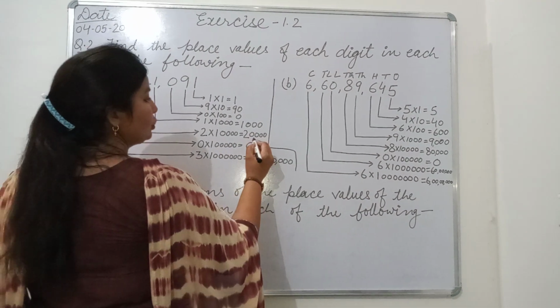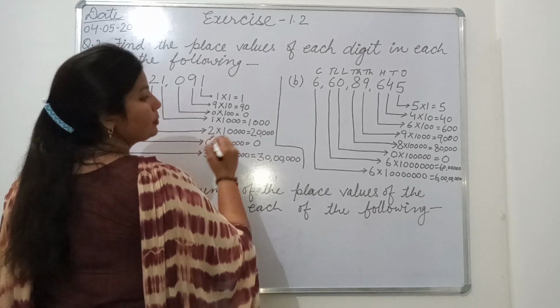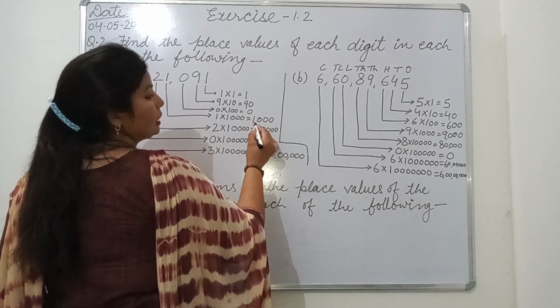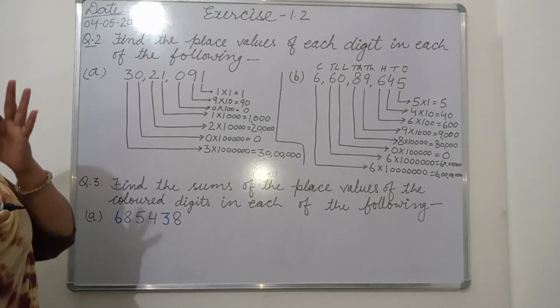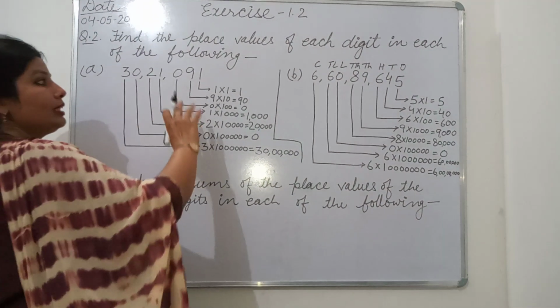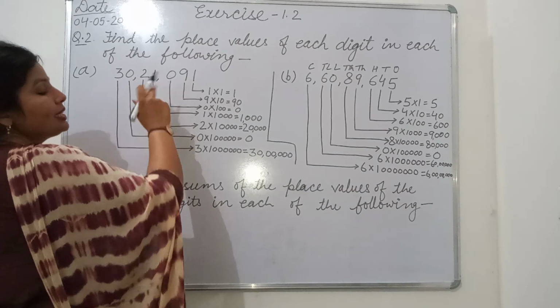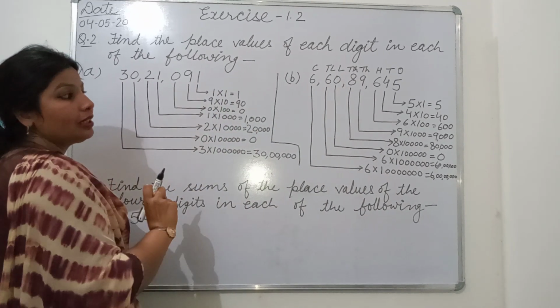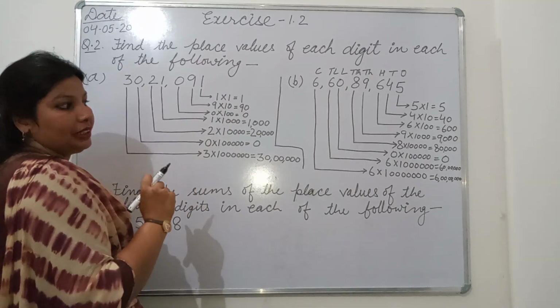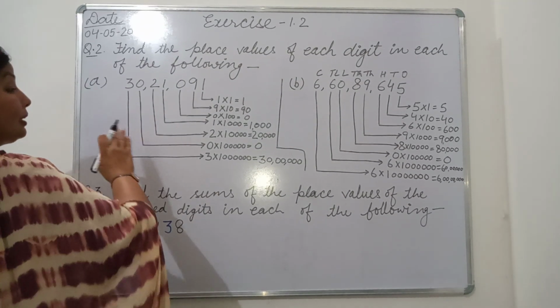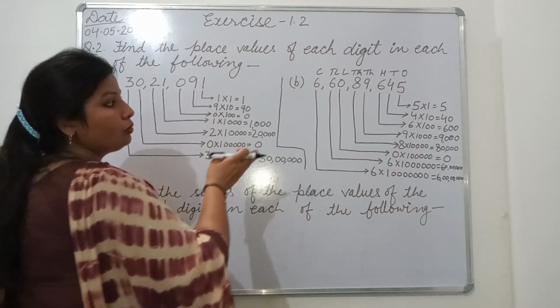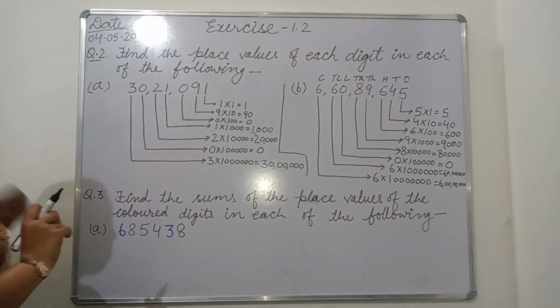Here is 20,000, so you can put a comma here also. Here is 1,000. Here also you can put the comma for separating the periods. So that's your choice. You can put commas in the place value also. Okay. So like this you have to solve all the parts. Here A and B parts I have solved. You will solve C and D parts also.